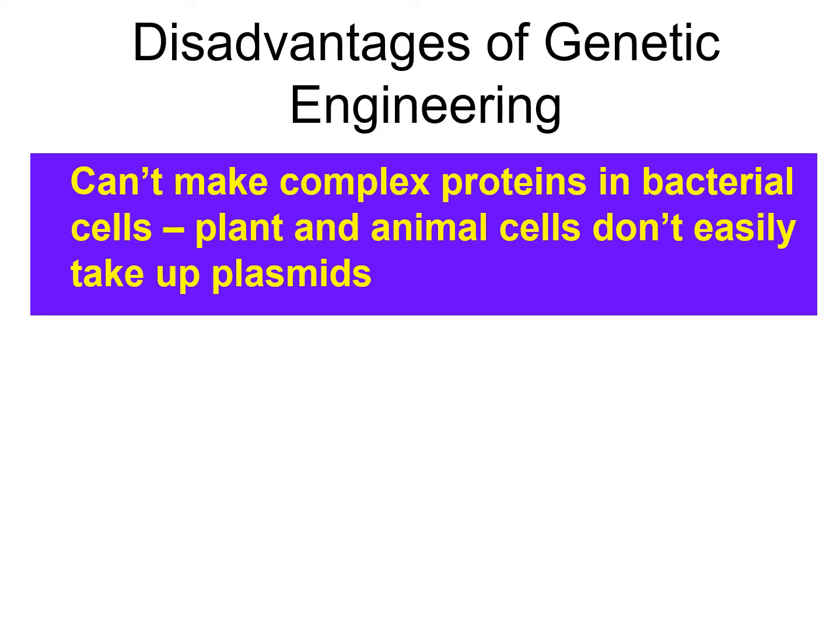So there are disadvantages of genetic engineering. And the first one would be you can't make complex proteins in bacteria cells because they are quite primitive. So that restricts what proteins we can actually make.